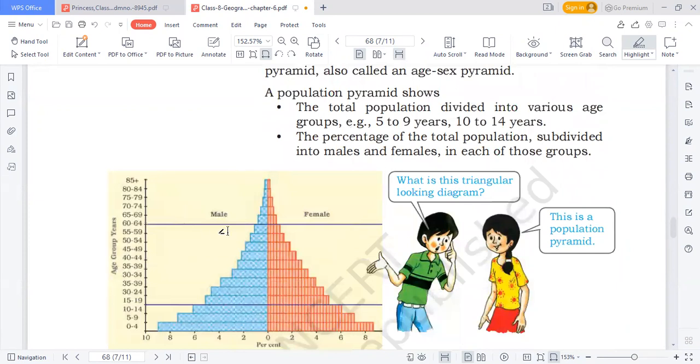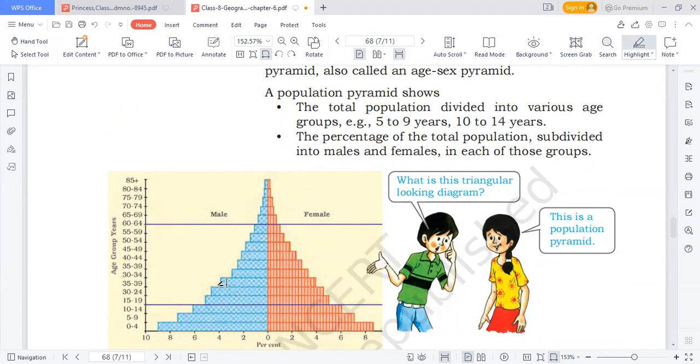When you look at figure 6.6, the 15 to 60 age group, the central margin. If your population is larger in this extent, it means a good number of goods are manufactured in our country.